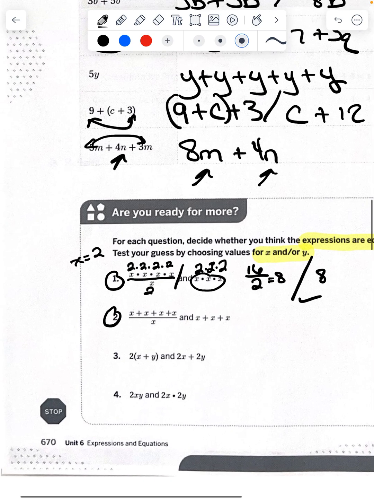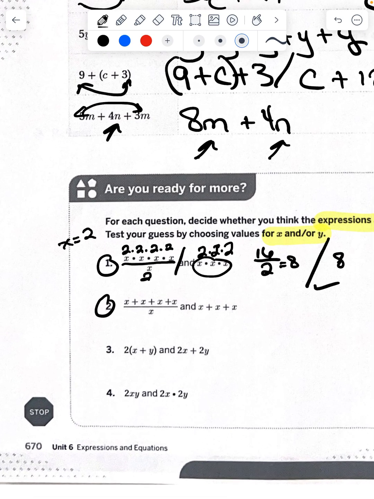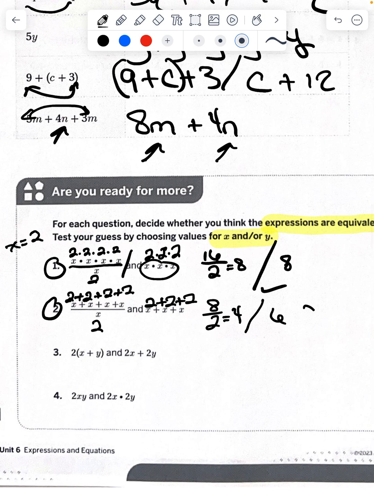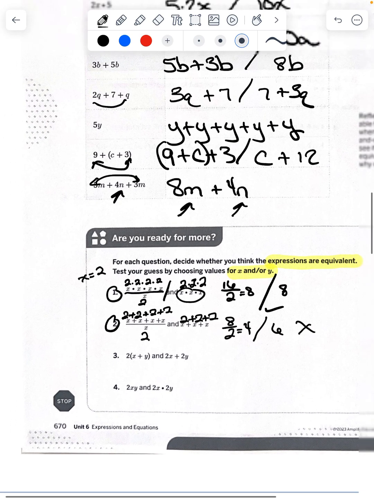What if I substituted in 2 for all of the x's? Let's do it again. 2 plus 2 plus 2 plus 2. Now we're adding instead of subtracting. Divided by 2. 2 plus 2 is 4. 2, 4, 6, 8. So I have 8 divided by 2, which is 4. Is that the same as 2 plus 2 plus 2? 2, 4, 6. No, those are not the same.